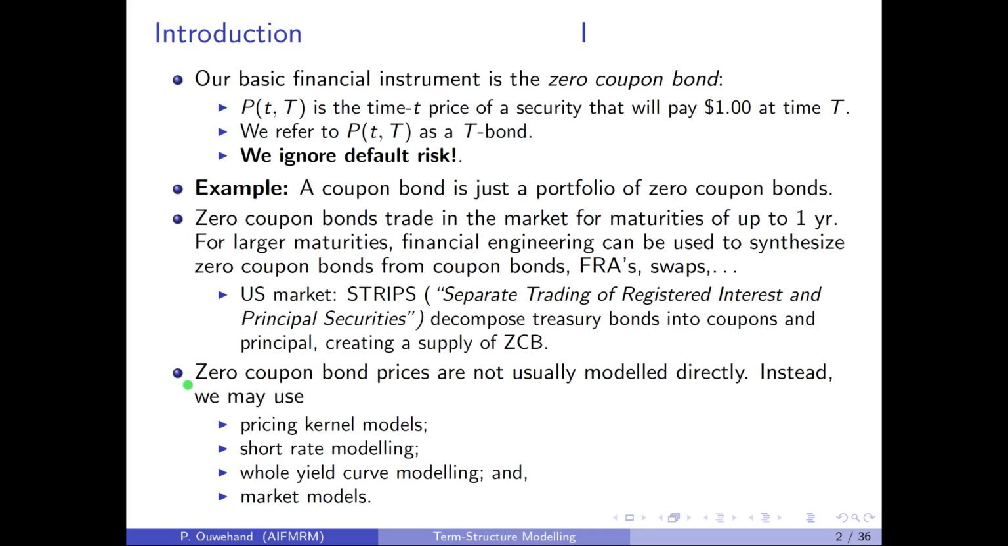Now, unlike for stock prices, zero coupon bond prices are not usually modeled directly. Instead, we may use the following approaches: pricing kernel models, short rate models, whole yield curve models, and market models. I'll briefly discuss pricing kernel models here, but we will devote entire lessons to the other three approaches.